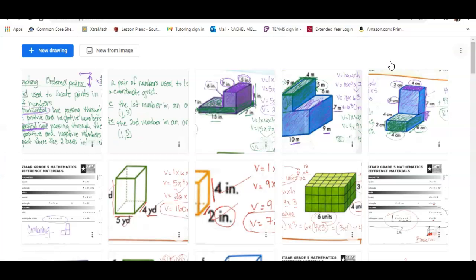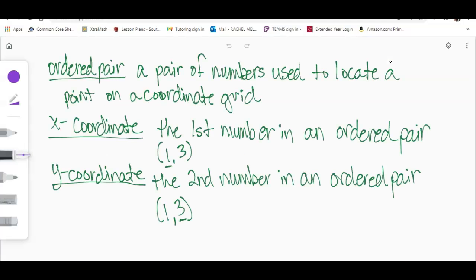A couple more words. We have an ordered pair. Your ordered pair is the numbers that are used to locate a point on a coordinate grid. So if I say my ordered pair is 1, 3, that tells me that I need to start at my 0, 0 here. I need to move over 1 place, and then I need to move up 3 places. So my 1, 3 would be located about right there.